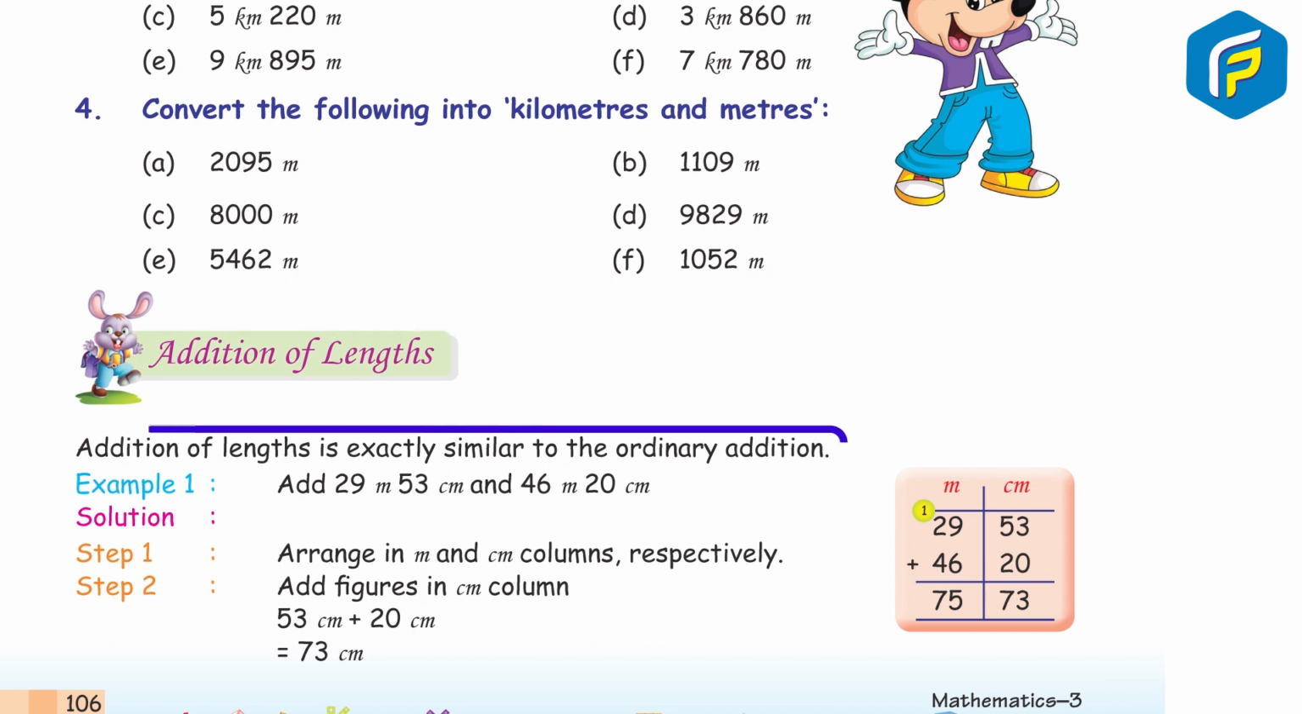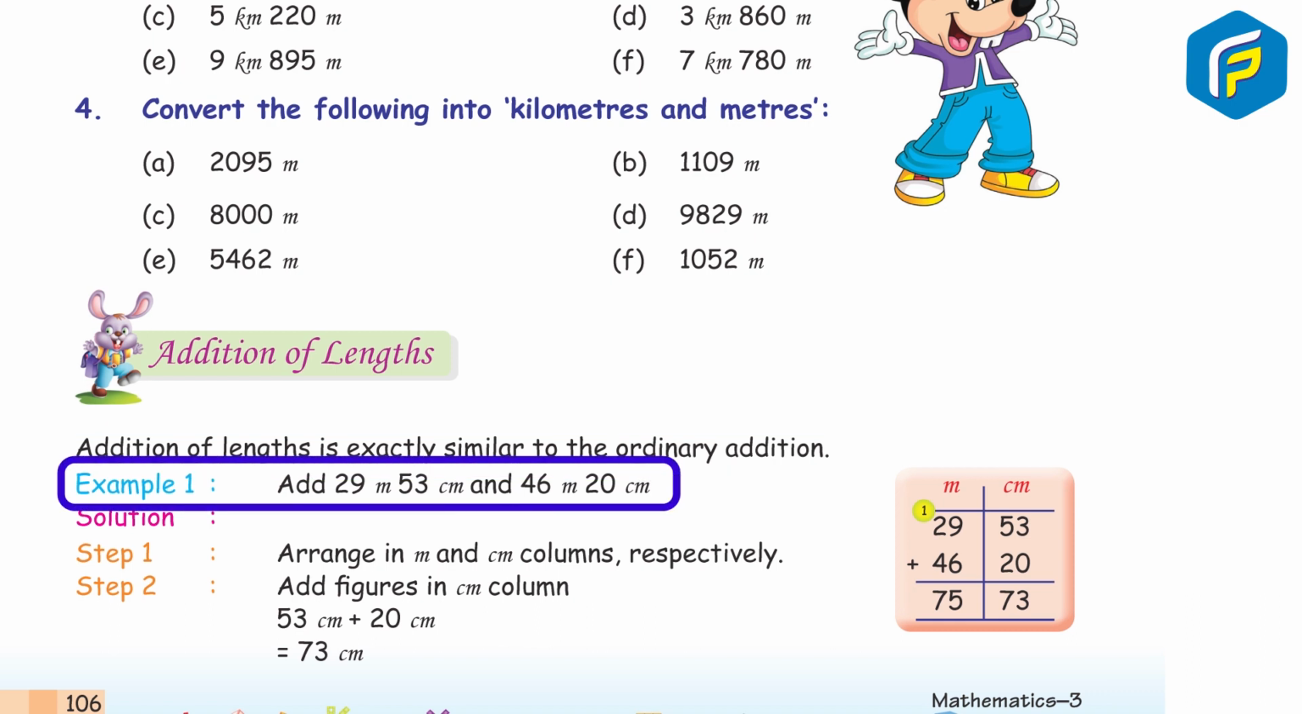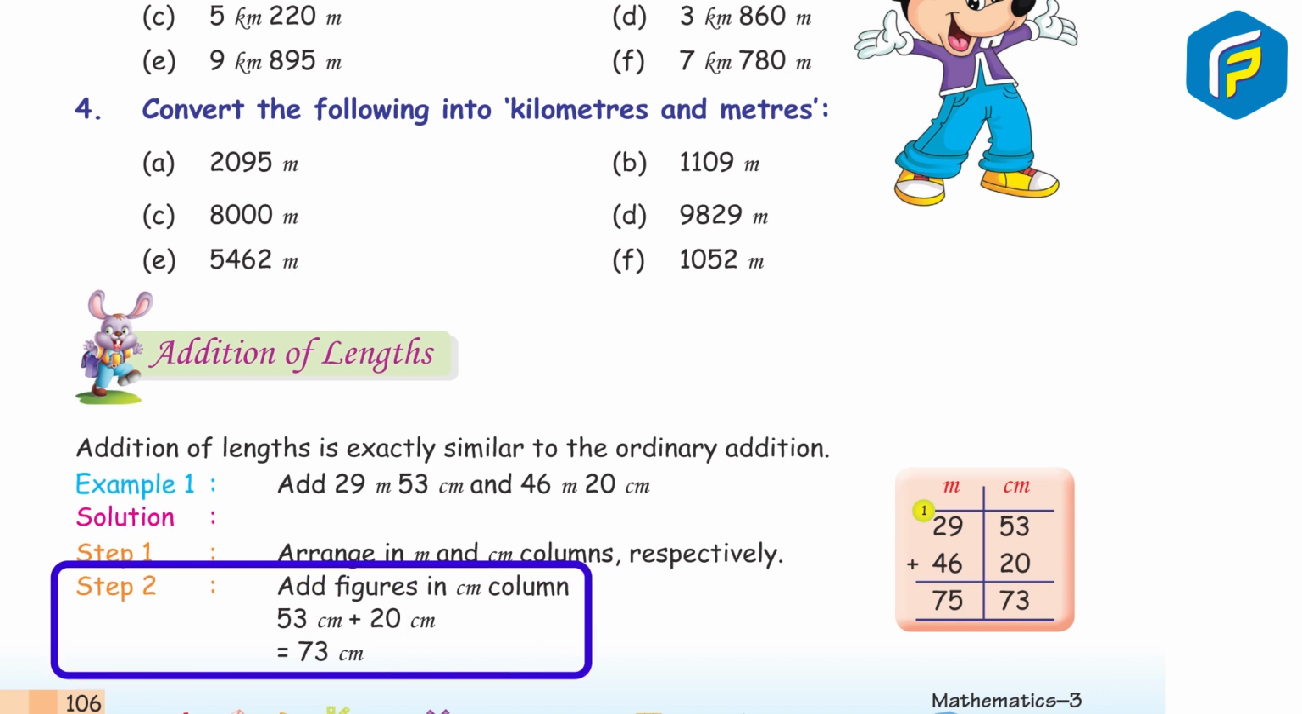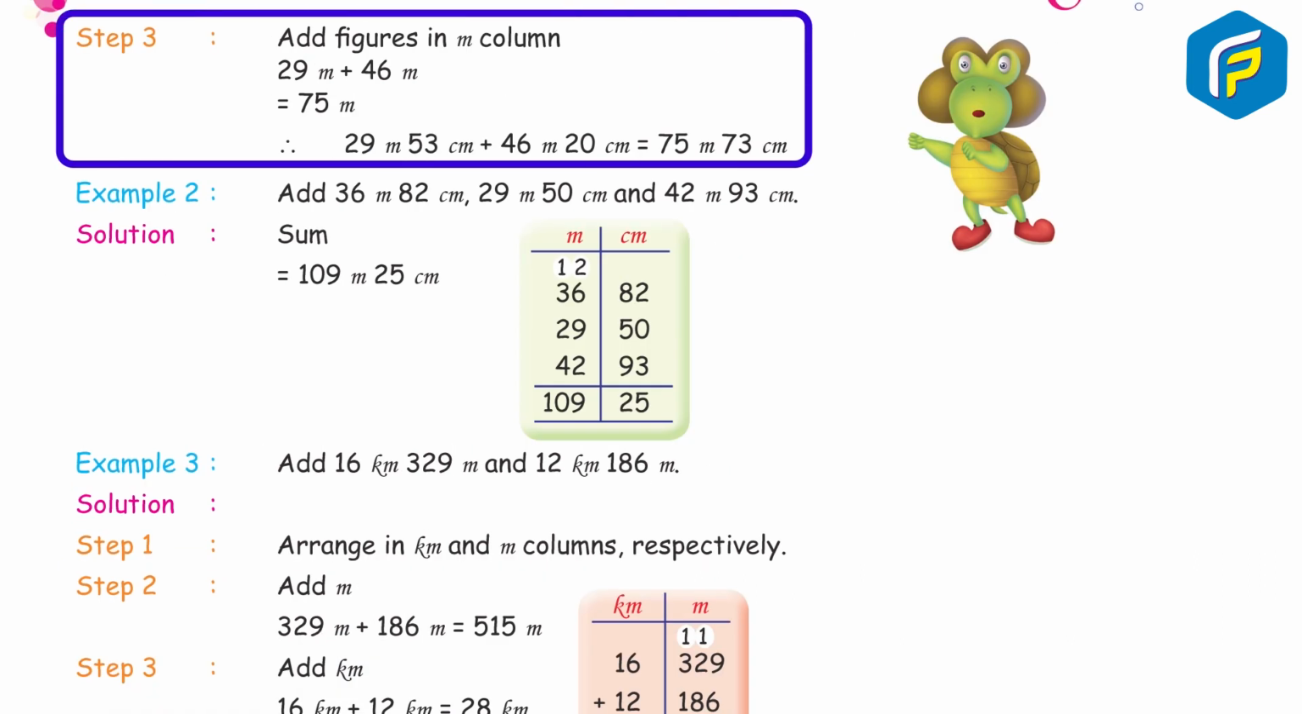Addition of length. Addition of length is exactly similar to the ordinary addition. Example 1. Add 29 meter 53 centimeter and 46 meter 20 centimeter. Solution. Step 1. Arrange in meter and centimeter columns respectively. Step 2. Add figures in the centimeter column. 53 centimeter plus 20 centimeter is equal to 73 centimeter. Step 3. Add figures in the meter column. 29 meter plus 46 meter is equal to 75 meter. So, 29 meter 53 centimeter plus 46 meter 20 centimeter is equal to 75 meter 73 centimeter.